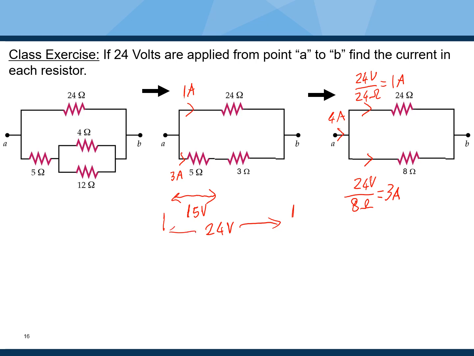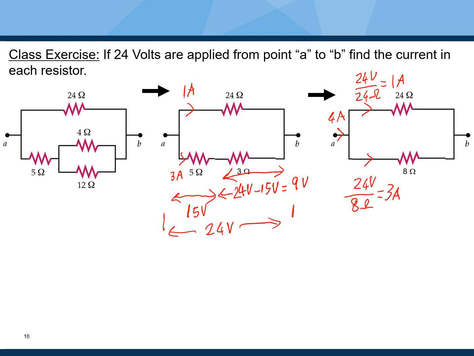That tells us that across the 3 ohm resistor, we actually have 24 volts minus 15 volts, which is equal to 9 volts. So there's 9 volts across this 3 ohm resistor, and that gives us the solution of all the resistors in the middle panel.